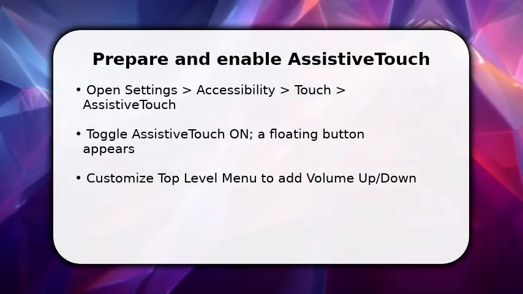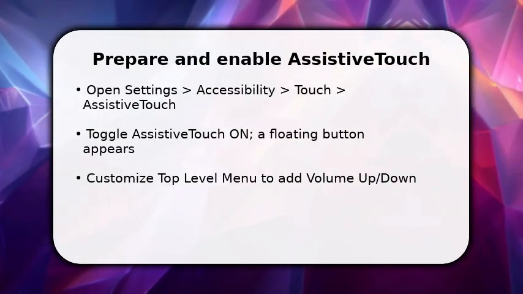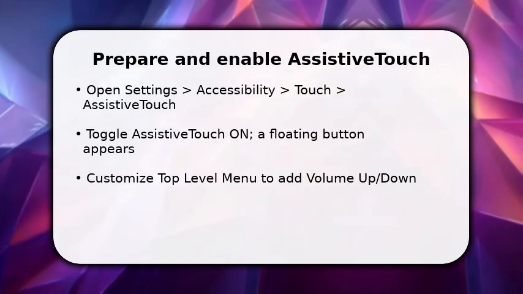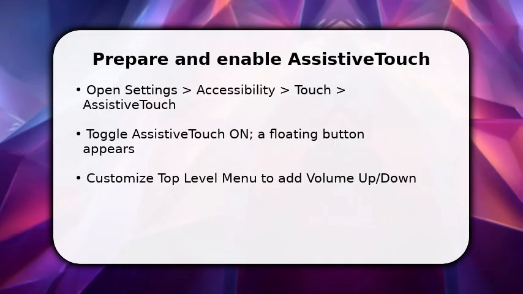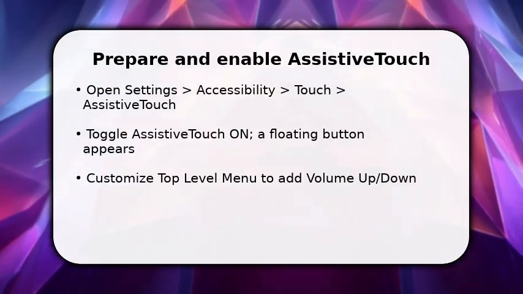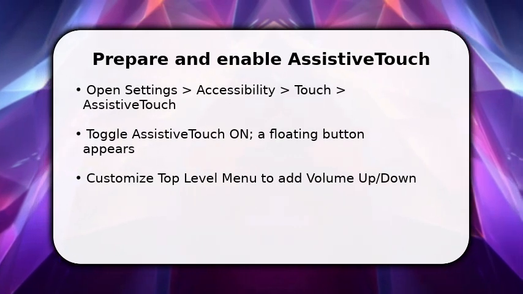Next, customize the top-level menu to include volume up and volume down so you can access them quickly. Once done, position the button where it's convenient. This step gives you immediate virtual controls and avoids using the broken physical button while you continue.